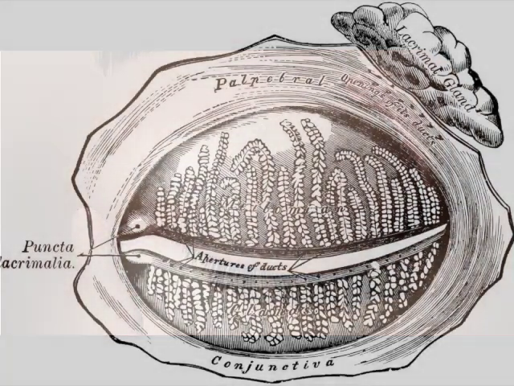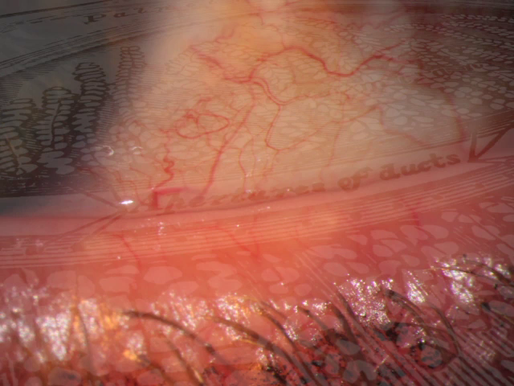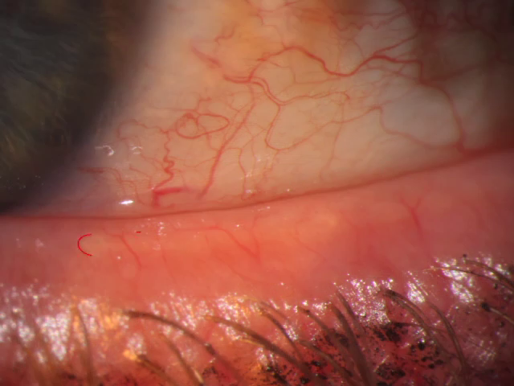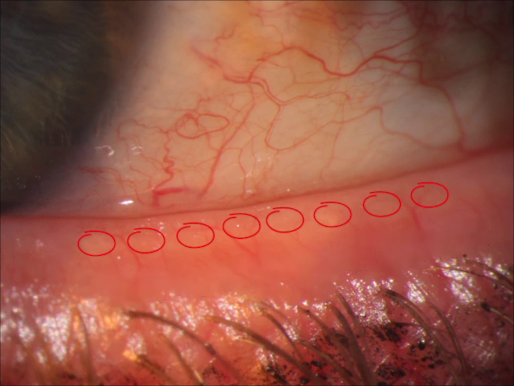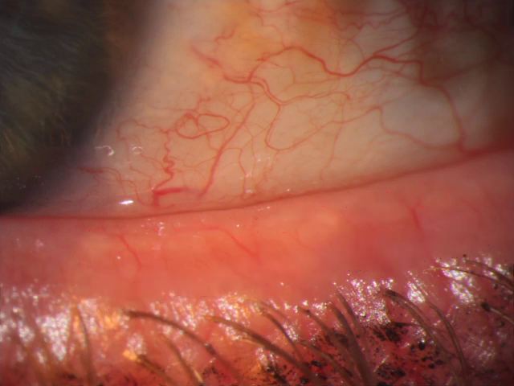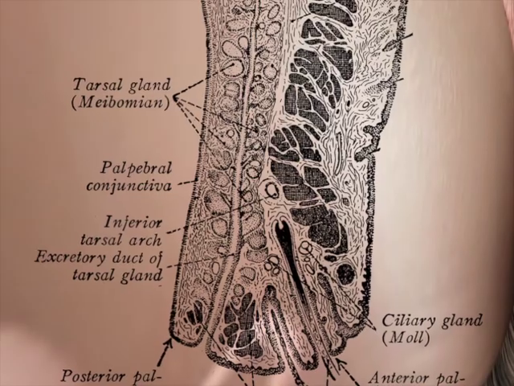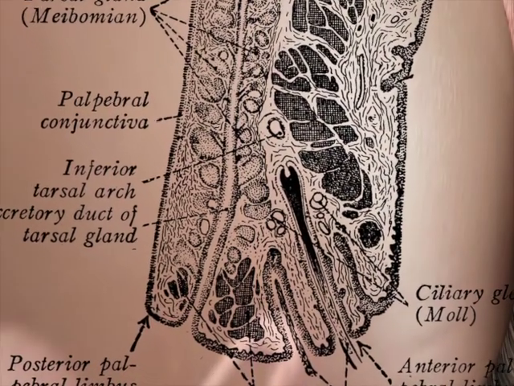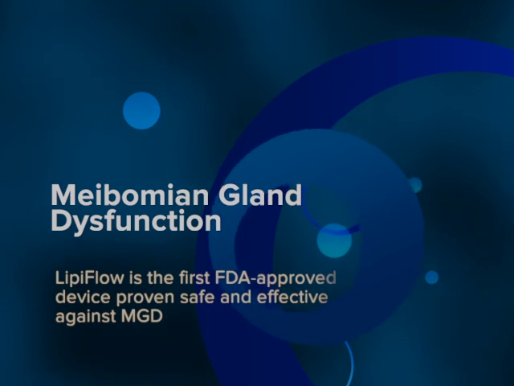To understand exactly where the lipids come from, let's look at the distribution and orientation of the meibomian glands and their apertures, the ducts, on the eyelid margin. These are called the meibomian glands. Let's take a look at the location in a cross-sectional diagram in which the meibomian glands are closer to the eye surface than the lashes or the eyelid muscles. LipiFlow is the first FDA-approved device proven safe and effective against meibomian gland dysfunction.